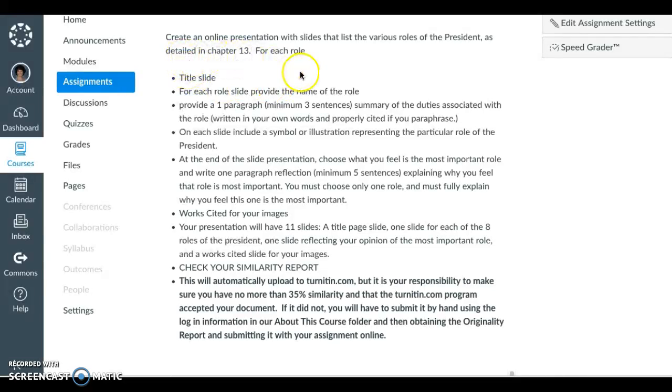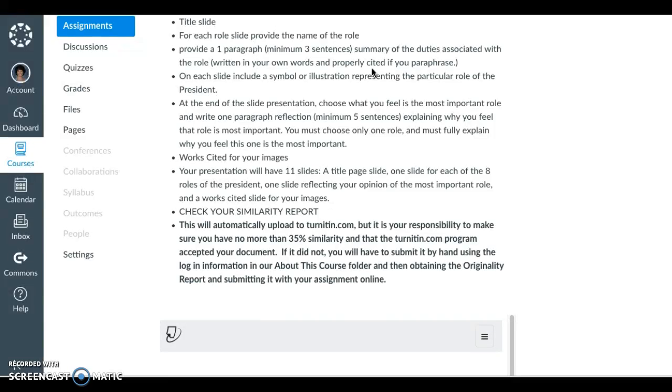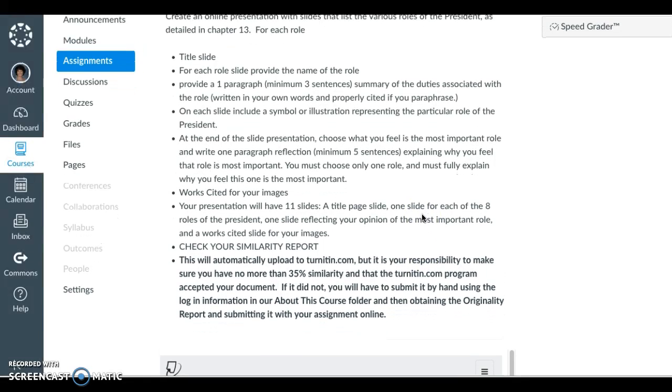They're detailed in Chapter 13 in your book, and you will have 8 roles of the President, okay? But you're going to have 11 slides. So first of all, you have a title slide. Then you'll have a slide for each role, provided the name of the role. So you'll need to have the name of the role, like Commander-in-Chief on one of them.